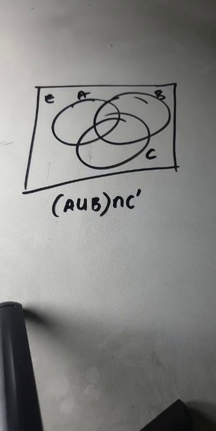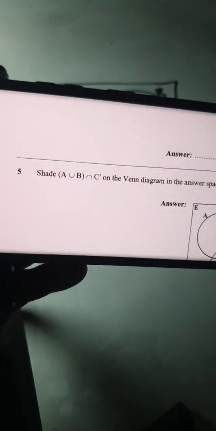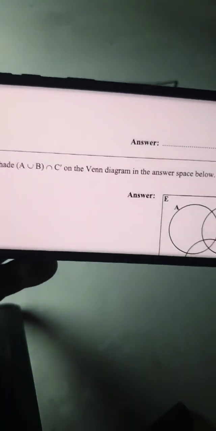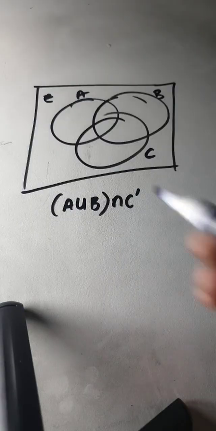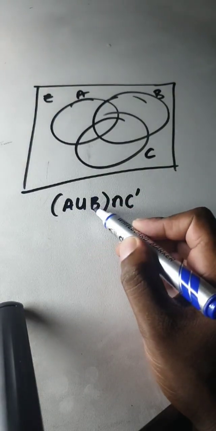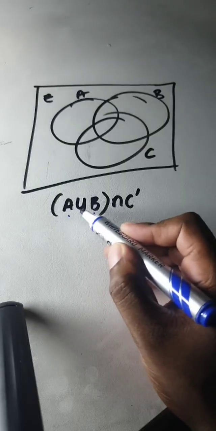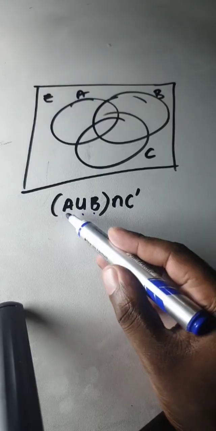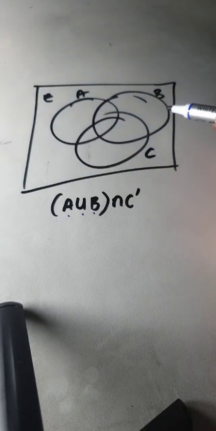So, ladies and gentlemen, they are saying shade using this set notation: A union B intersect C complement on the Venn diagram. So we have the Venn diagram. So how do we shade this one? Let's start by shading A union B. When they say what is in A, B is shaded together with what is in B, because union talks about putting together the elements in set A and the elements in set B.